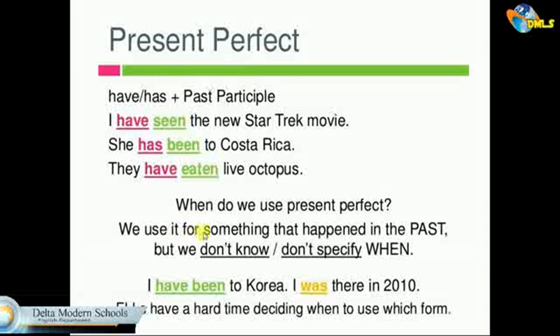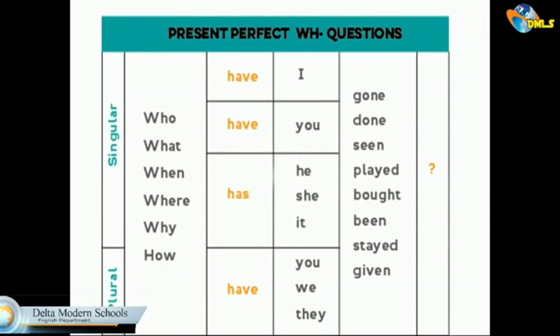We use it for something that happened in the past, but we don't specify the time, which is unfinished time. I have been to Korea. We didn't say when. I cannot say I have been to Korea in 1992. No, I have just said I have been to Korea. Let's have a look at that.